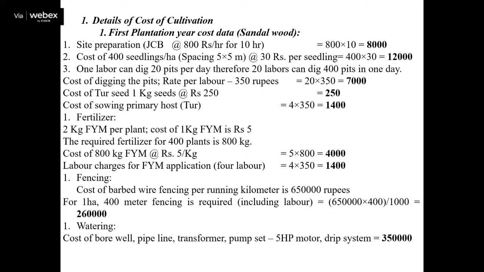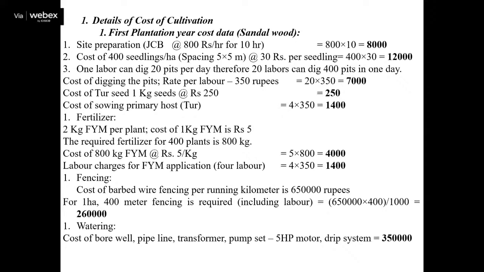And if you look at the economics, the first is the cost of cultivation. We start with the selection of land. Once land is there, then we go for site preparation, and there will be a cost for site preparation. Then the cost of seedlings will come, and labor for pitting: per day, some 20 laborers can dig some 400 pits. This is on a 1 hectare basis that I am calculating, and I am giving it in brief. You can use 1 kg of tur seeds, which can be taken for red gram cultivation with sandal, between the sandalwood rows. And they are adding fertilizers and have labor charges for fertilizer application, FYM application, and also fencing and borewell watering charges.